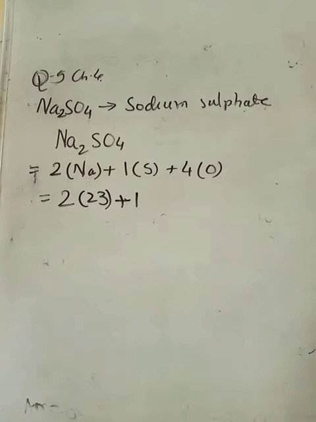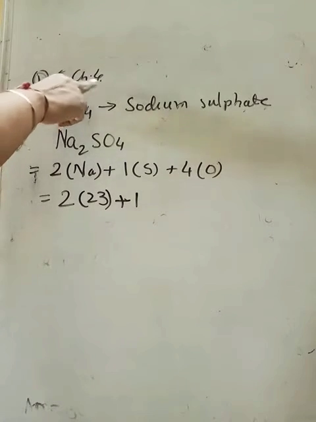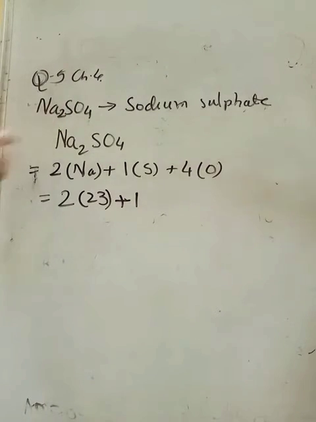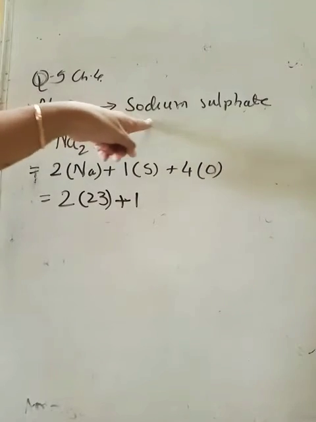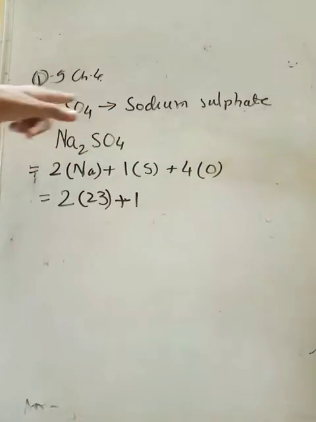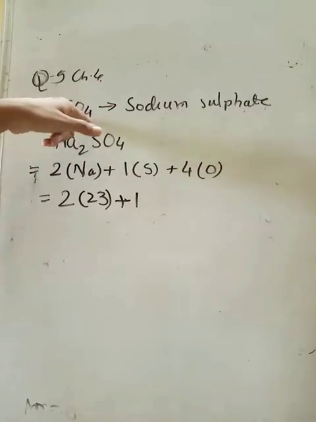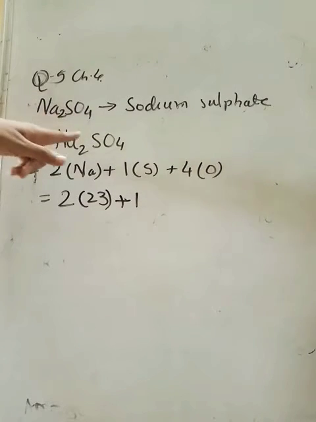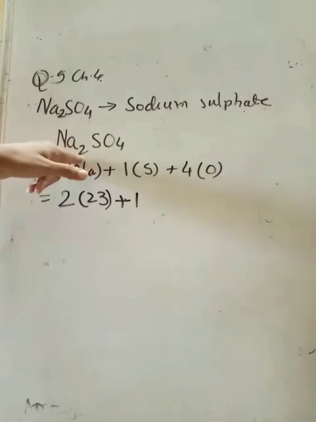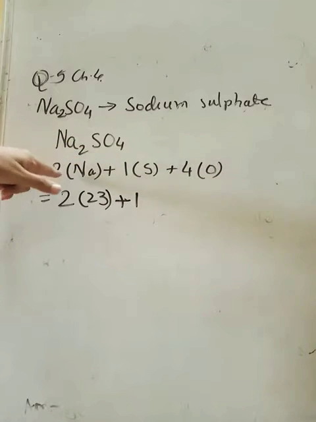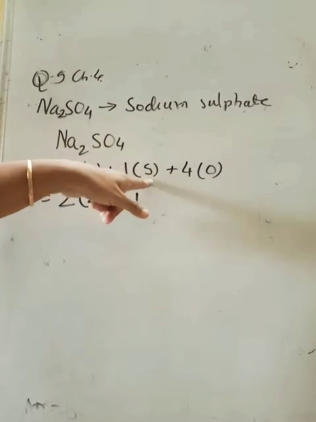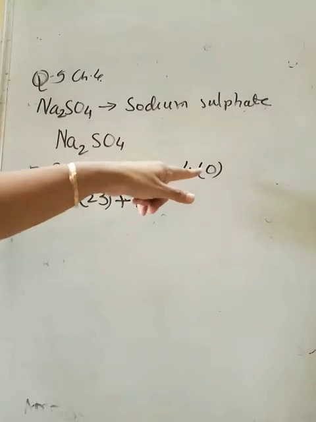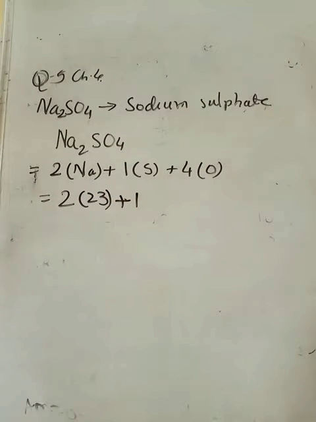We are starting with question number 5 of your chapter 4, sodium sulfate. First of all, you have to write down in words sodium sulfate. Sulfate group is SO4, Na stands for sodium, so it is sodium sulfate. Now Na2 means 2 atoms of sodium. S means 1 atom of sulfur. O4 means 4 atoms of oxygen.